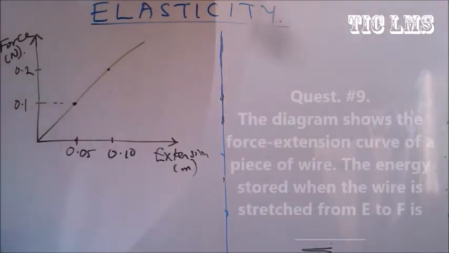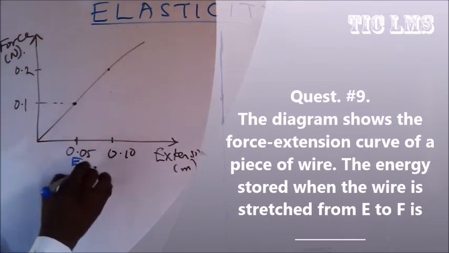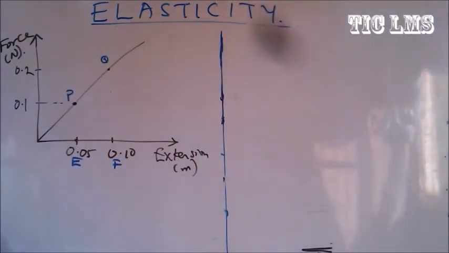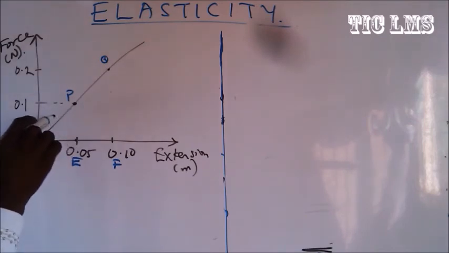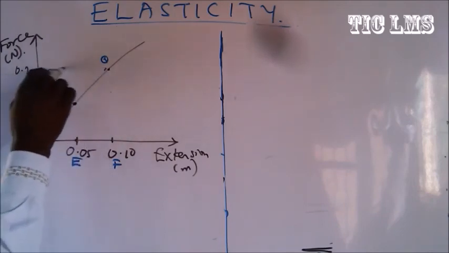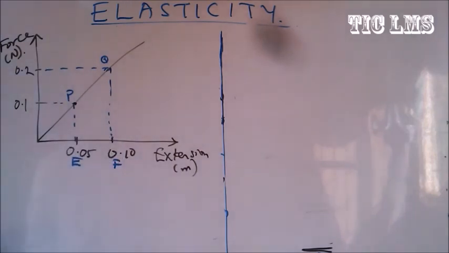This question says the diagram shown is a force extension curve of a piece of wire. The energy stored when the wire is stretched from E to F is dash. So here we have our E and we have our F here. We have P here and we have Q over here. So the wire was stretched all the way from E to F, that is from here to this place. So what we could do is to trace our points onto the X and Y axis.